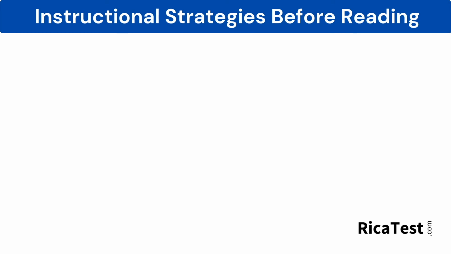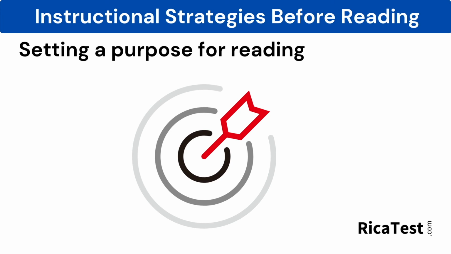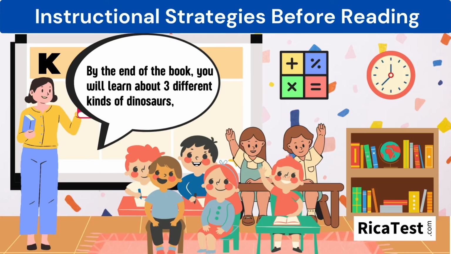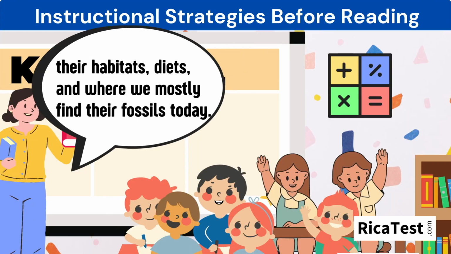Finally, another direct way of orienting students to new texts is to set a purpose for the reading that the students will do. Again, these strategies work well interconnectedly. So even if the teacher did use a KWL chart, they can still set a purpose and it would be really good for the students. In this case, the teacher might say, "Today, class, we are going to read about dinosaurs. By the end of the book, you will learn about 3 different kinds of dinosaurs, their habitats, diets, and where we mostly find their fossils today."